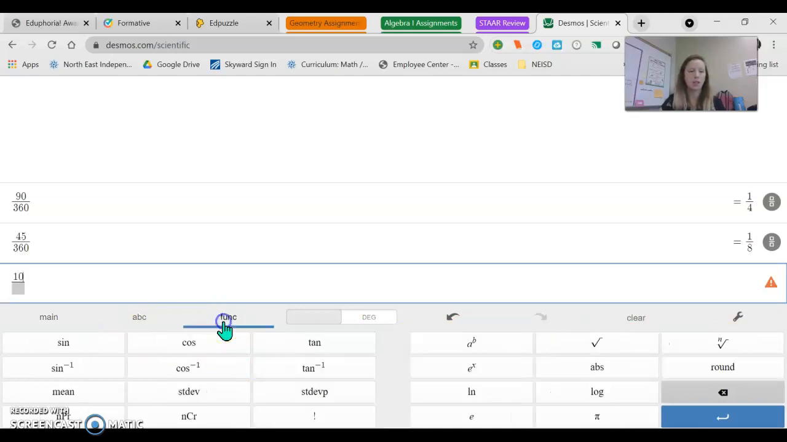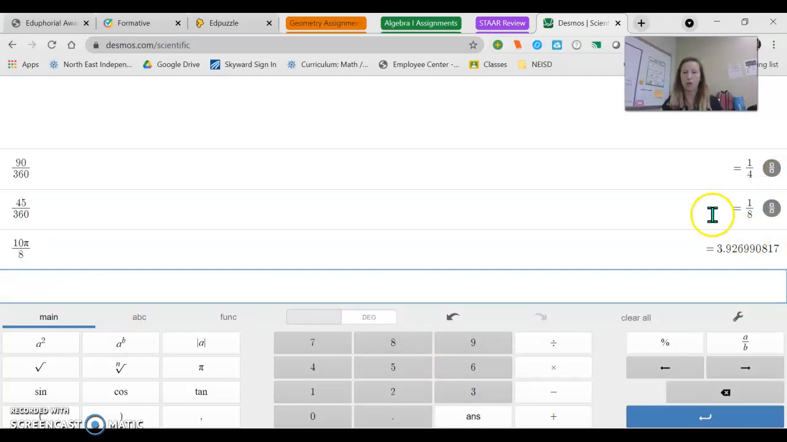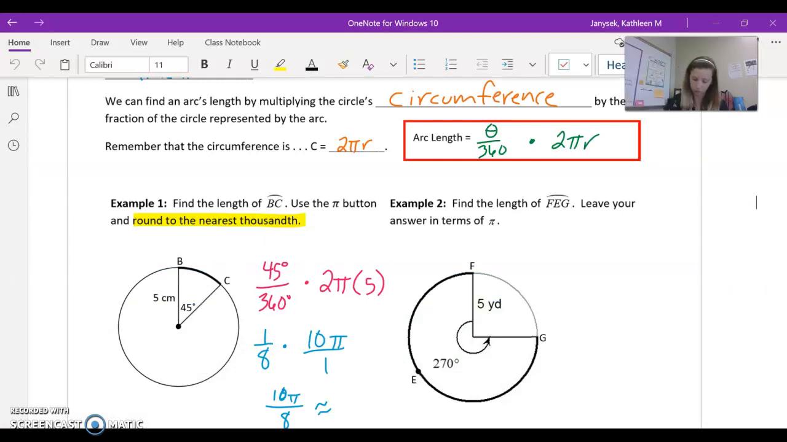And then the pi button is going to be over here where it says function. And then here's the pi button. Now go back to the main screen and then arrow down here and put an 8. Hit enter, and there's our decimal. And we're going to round it to the thousandth, so 3 decimal places, 3.92, and then that 6 will round up to a 7, 3.927. And it's centimeters. It's not area, guys, so it's not squared.